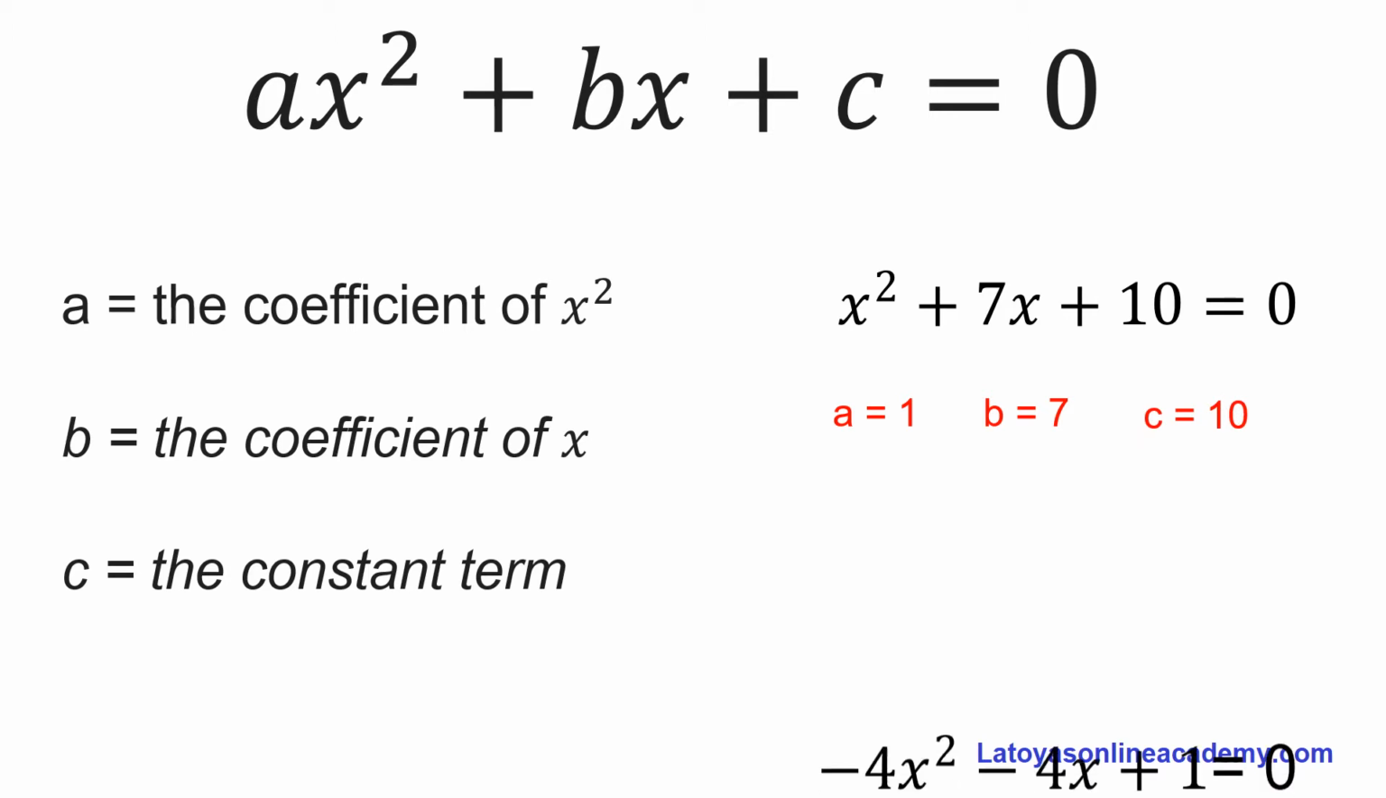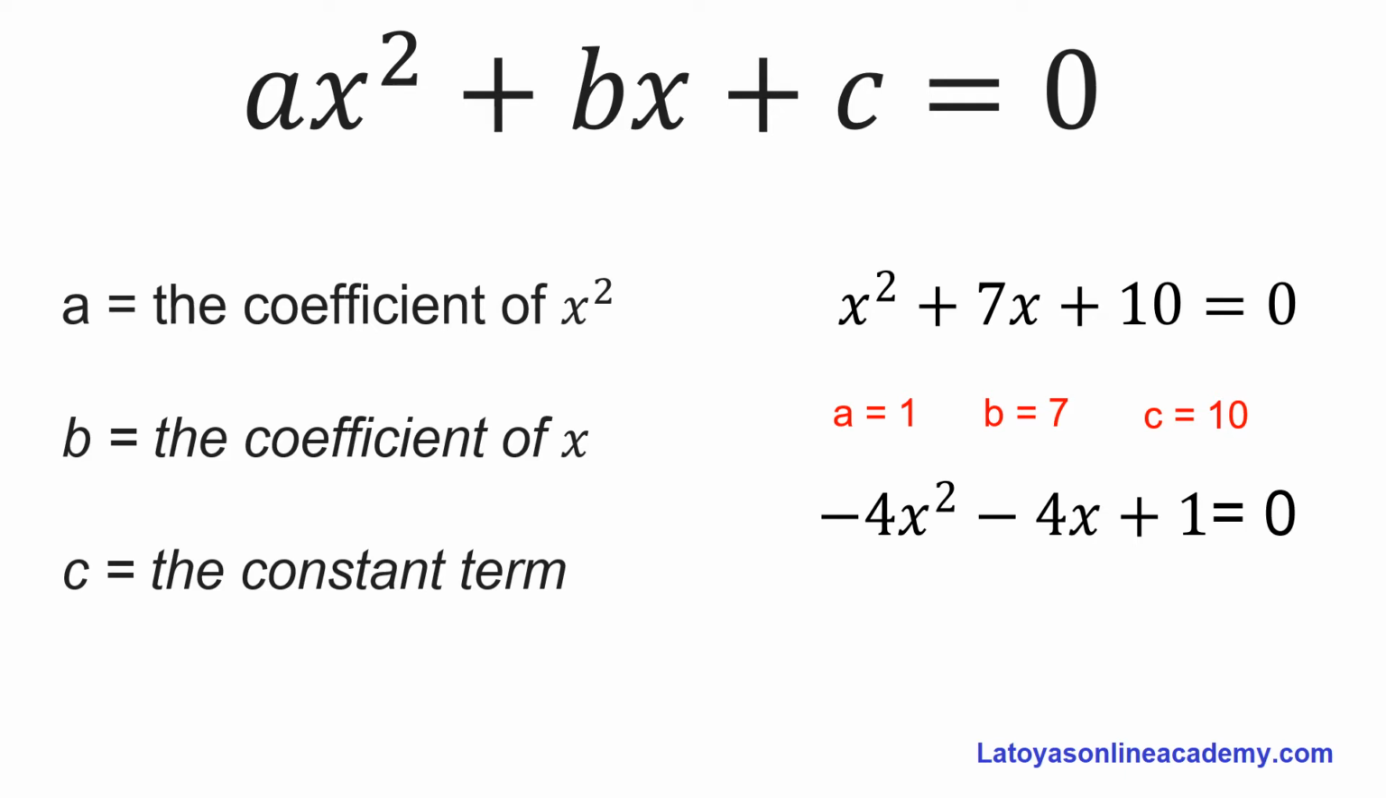Now let's look at another example. If I have minus 4x squared minus 4x plus 1 is equal to 0, which is another quadratic equation, what is going to be a? A is going to be the term in front of x squared, so a is going to be minus 4. What is going to be b? B is the term in front of x, so b is going to be minus 4 as well. And then what is going to be c? C is going to be positive 1.